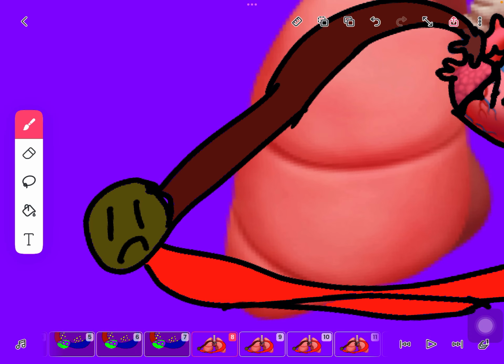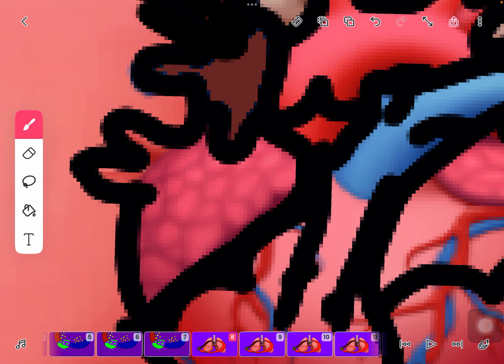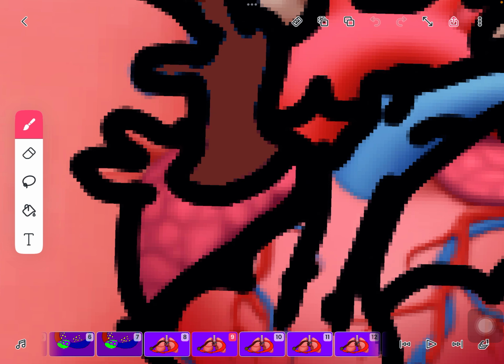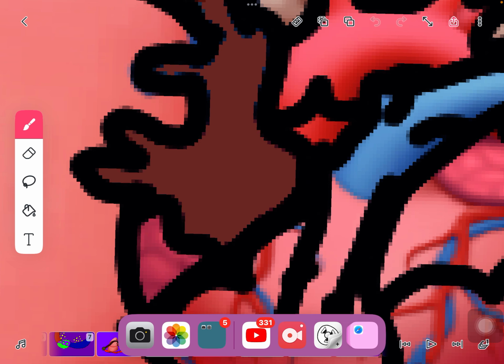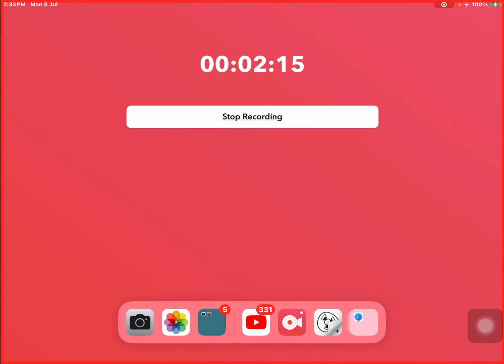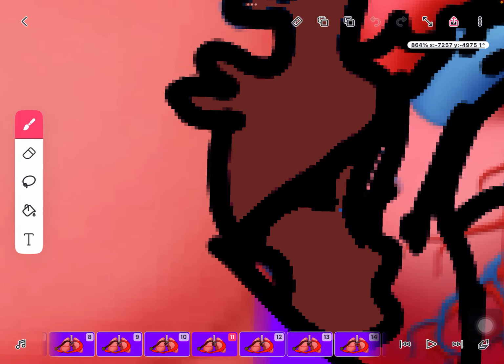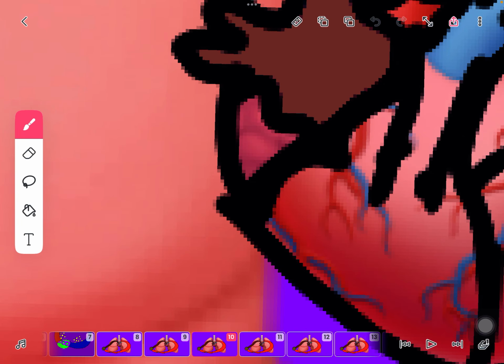Well, the blood goes in the veins, and the veins send the blood to the heart, and the blood comes in the heart, like so. The blood comes in the right atrium, and then the tricuspid valve opens.